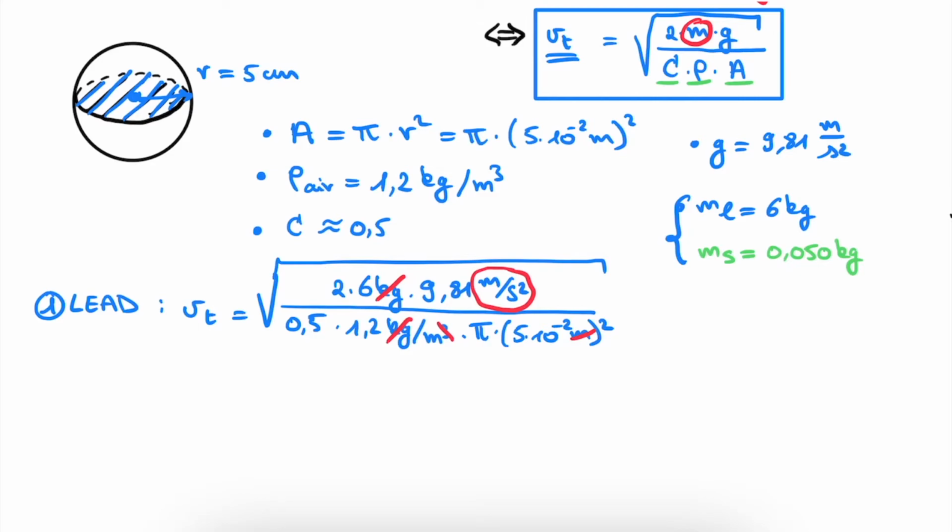So if we multiply this meter with this meter per second squared, we get, of course, meter squared per second squared. And of course, taking the square root of meter squared over second squared ends up being meter over second. So our units exactly check out. So now that we have the units right, let's simply plug these numbers in a calculator to eventually find the result of 160 meters per second. And this will be the terminal velocity of the lead ball, which is quite fast indeed.